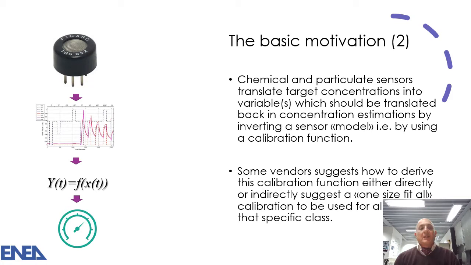However, on the left side of this slide, you see one common sensor, the figure of TGS 832, which basically produces a response when it is subjected to a certain concentration of a particular analyte. And what we do is to analyze the response of the sensor, in this case a resistance, and try to understand the concentration to which this sensor has been exposed. This is what we do when we derive a calibration function, sometimes called a calibrator.